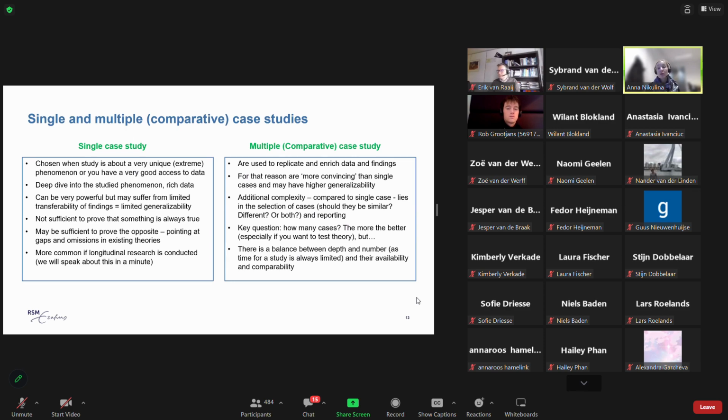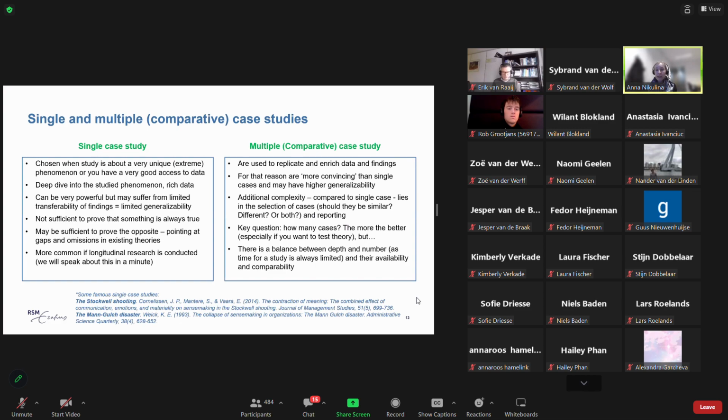Key question, of course, is how many cases? Do you need 2, 3, 4? The answer is the more the better, especially if you aim to test theory. Definitely you need many cases, but there is a balance between the depth and the number of cases. Because first of all, the time is a constraint. And second, there is probably not unlimited access to cases that are comparable on the constructs and concepts that you want to study and compare. So there is a limitation in that. So this is basically the really basic difference between single and comparative case study.